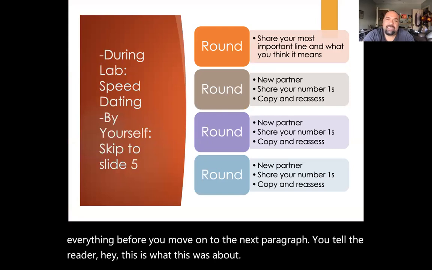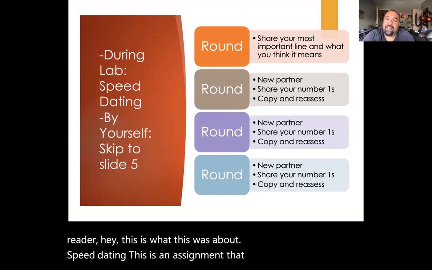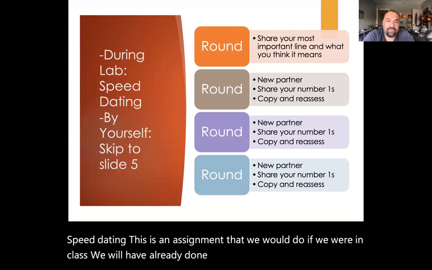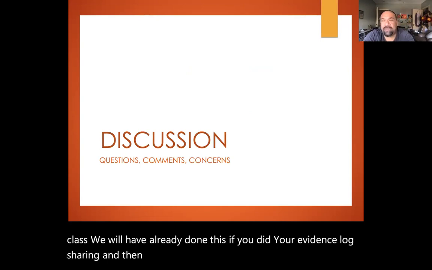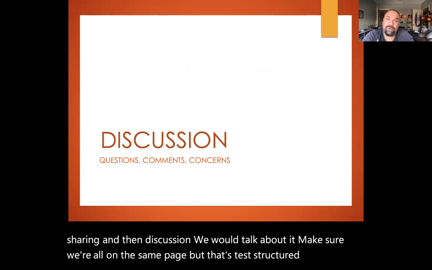Speed dating is an assignment that we would do if we were in class. We will have already done this if you did your evidence log sharing. And then in discussion, we would talk about it, make sure we were all on the same page. But that's TEST structure: topic, example, support, tie-in.